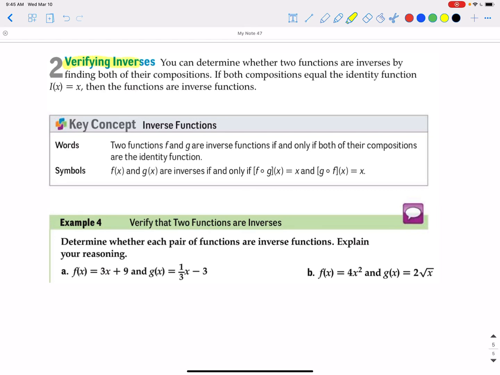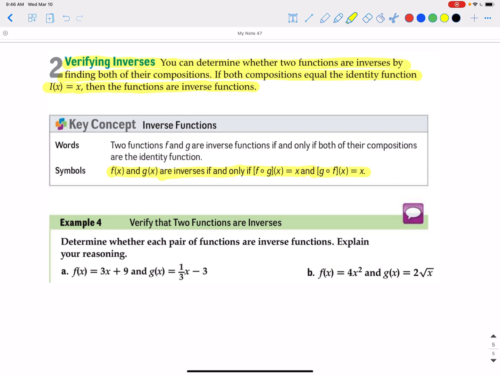We can verify inverses. You can determine whether two functions are inverses by finding both of their compositions. If both compositions equal the identity function, I of x equals x, then the functions are inverse functions. So what that means is that if you have two functions, and let's call them f of x and g of x, they're going to be inverses if f of g of x equals x and g of f of x equals x.